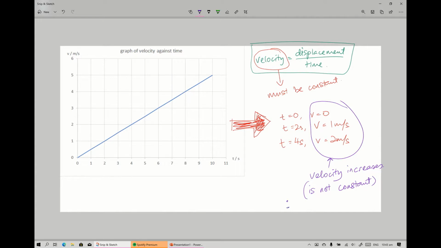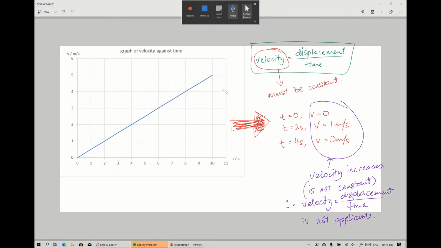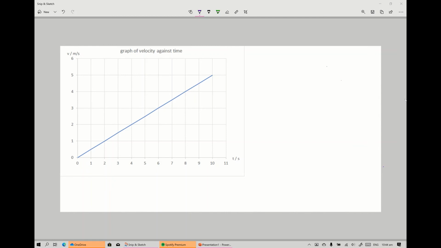Okay, therefore velocity equals displacement over time is not applicable. Okay, you cannot apply this because velocity is not constant. Right. Okay. Next, we'll proceed on how to determine the displacement using the velocity time graph. Okay, how do we determine displacement using velocity time graph?